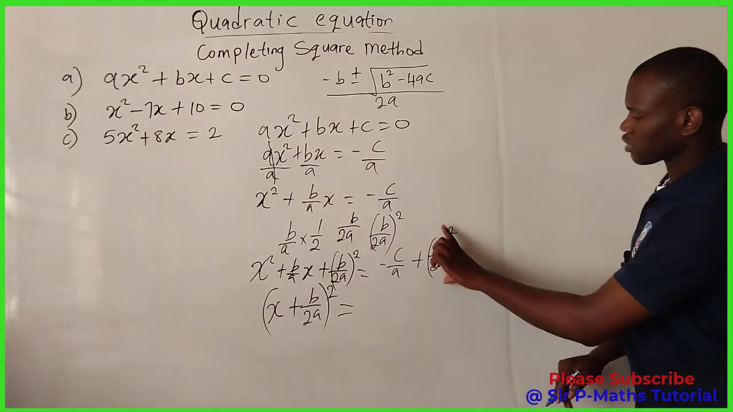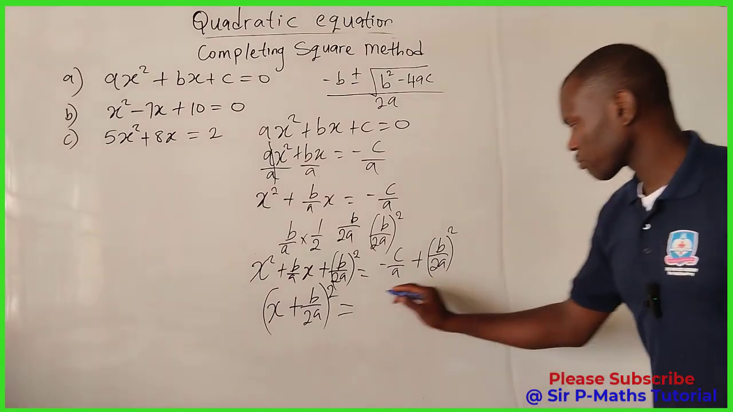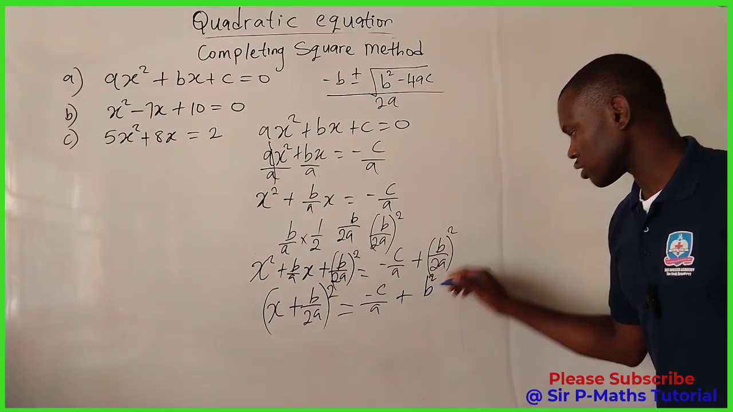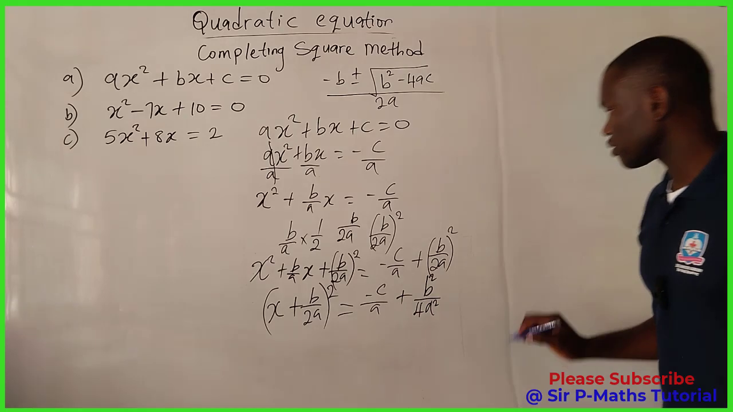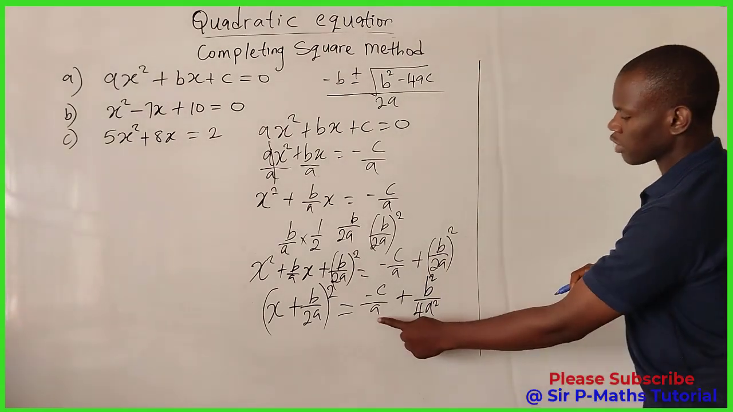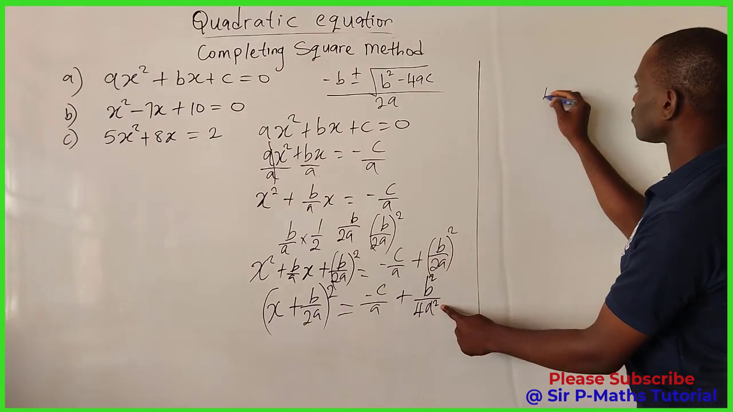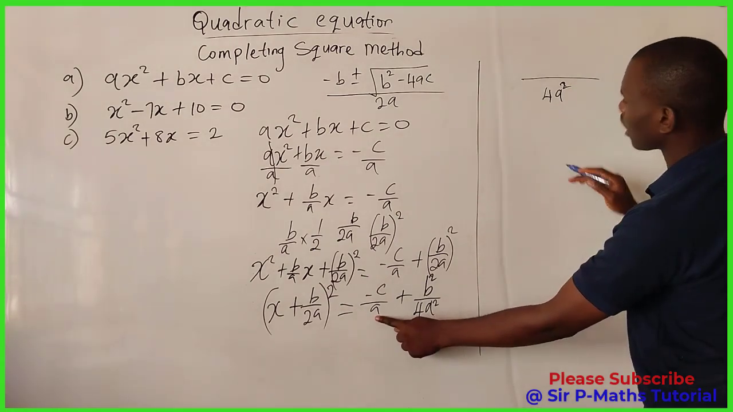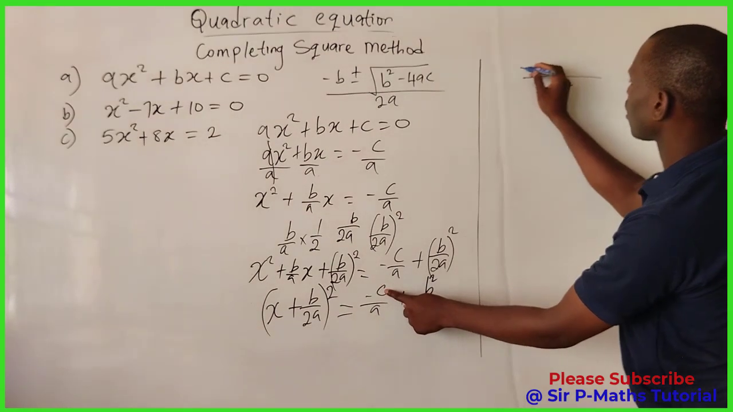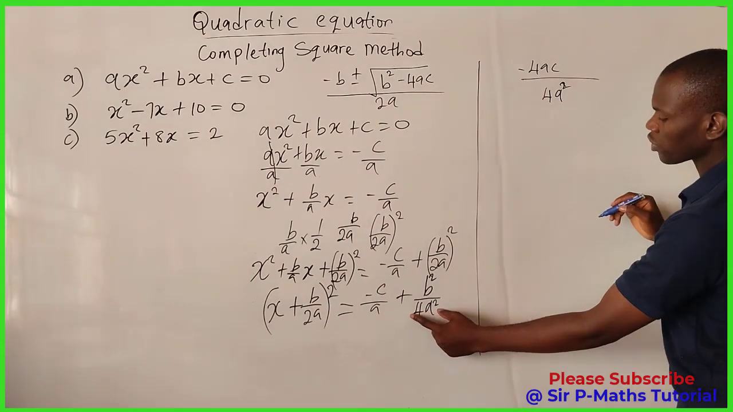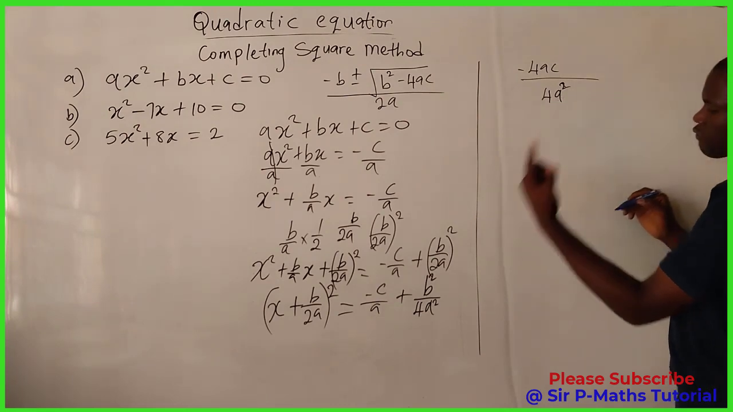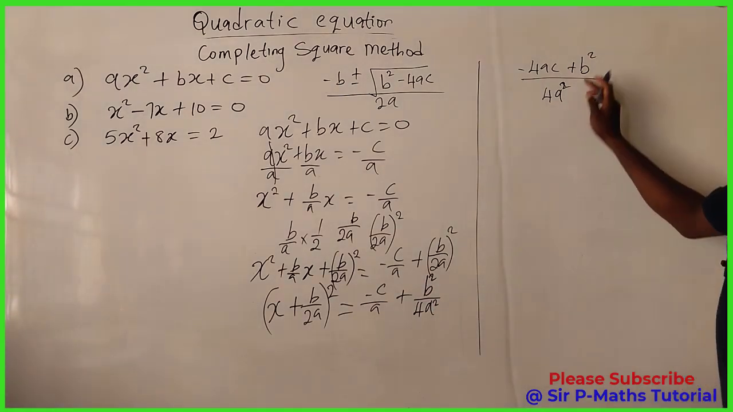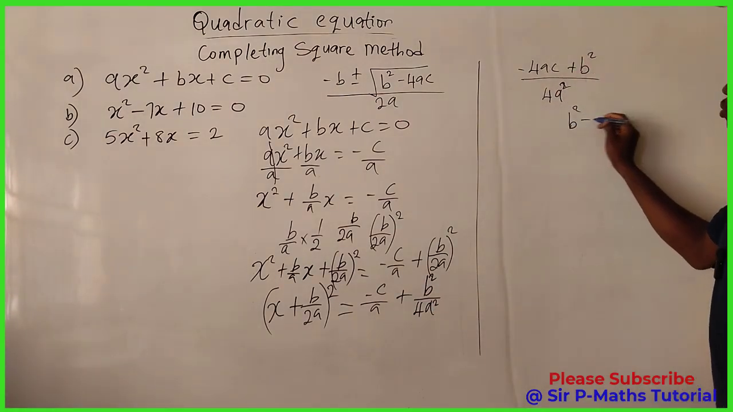Then to the right hand side, expand the bracket and add using LCM. I will have minus c over a plus b squared over 2a squared, which will give me 4a squared. Let's add using LCM. The LCM of a and 4a squared is 4a squared. Now if 4a squared is divided by a, I will have 4a times c. I will have minus 4ac. Then 4a squared divides 4a squared, I will have 1, multiply b squared. I will have b squared. Then we can rearrange here so that the negative will go inside.